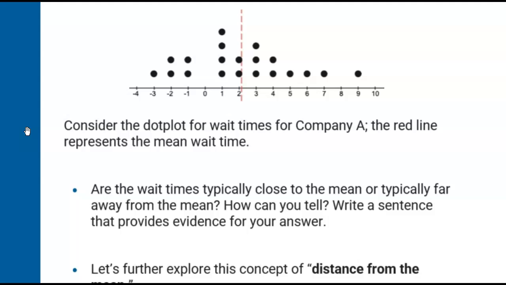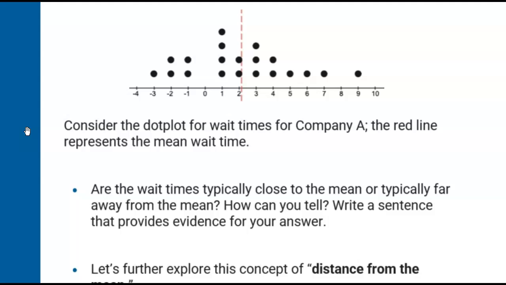Usually, okay? It's okay if you say they're usually close, or if you say they're usually far. I just need to see your reasoning, which is the next question. How can you tell? How can you tell if the data sets are close, or how can you tell if they're far? You can only pick one, okay?